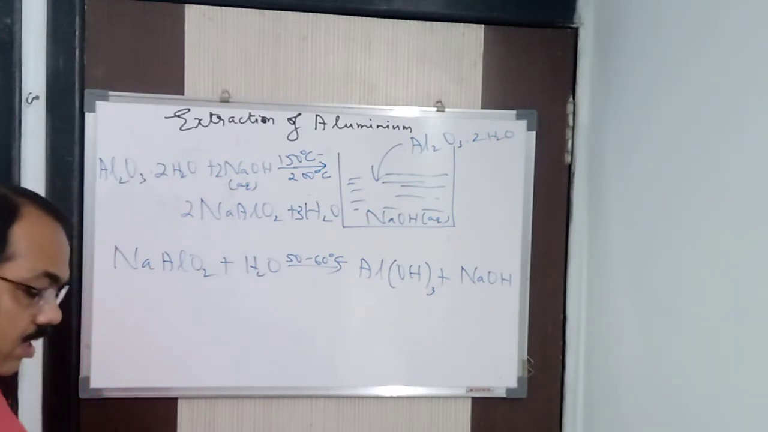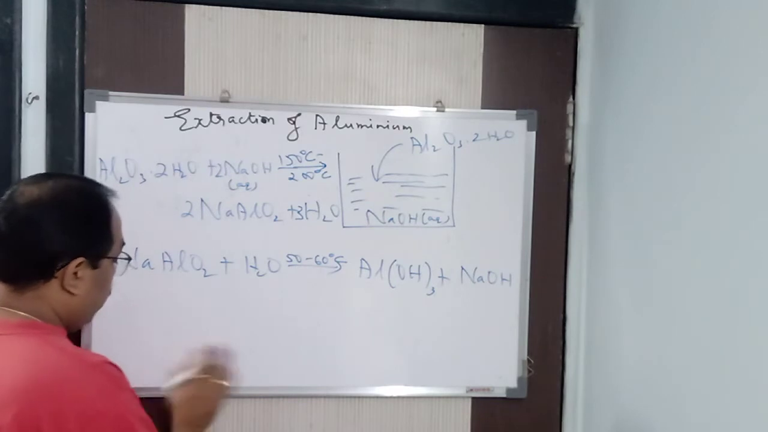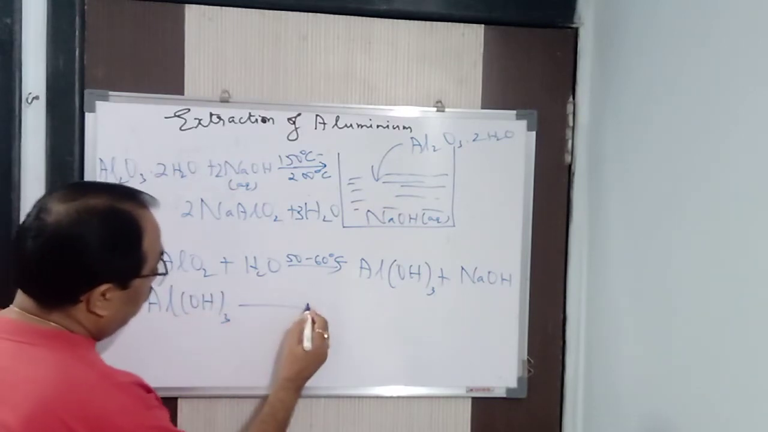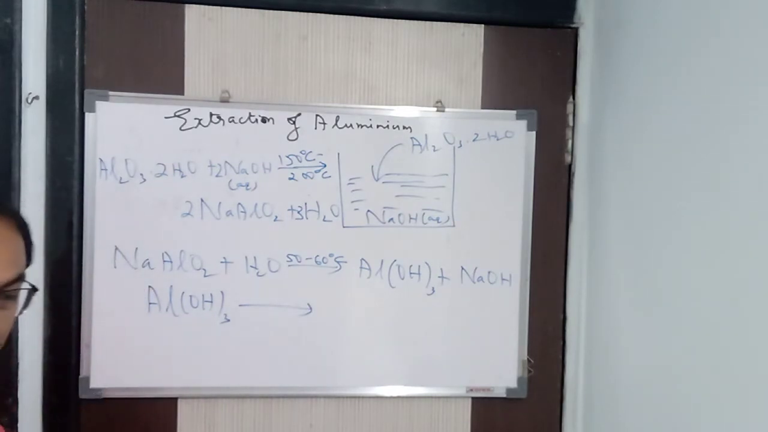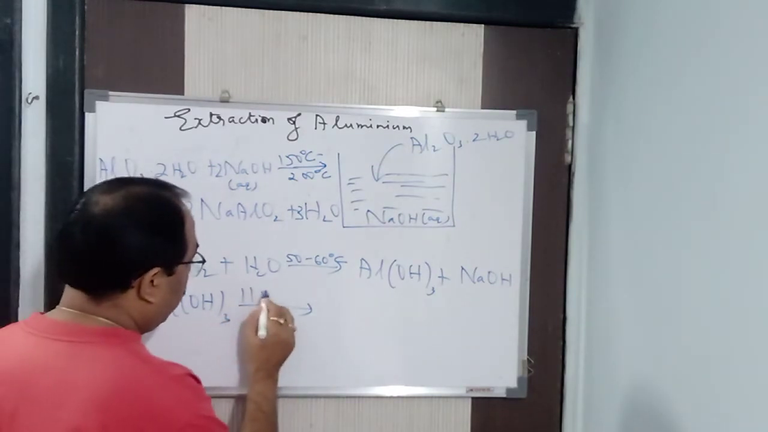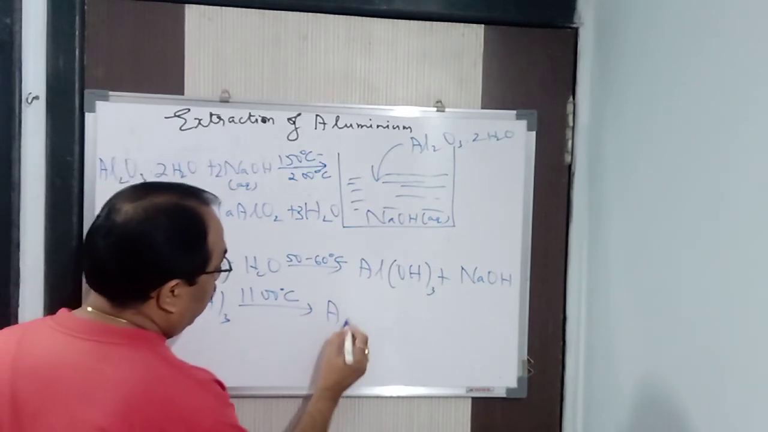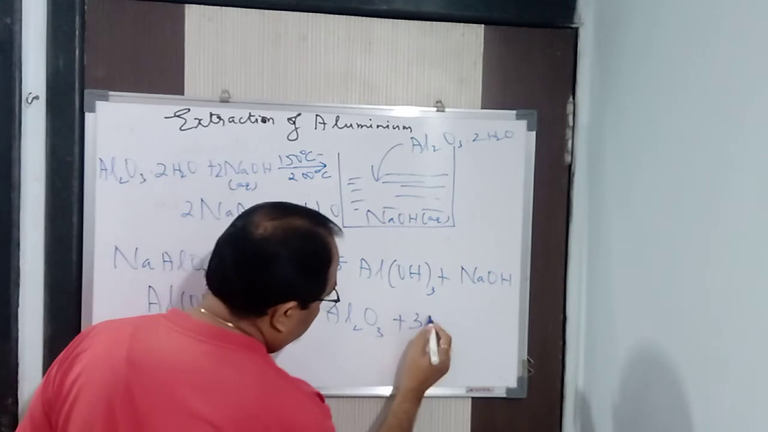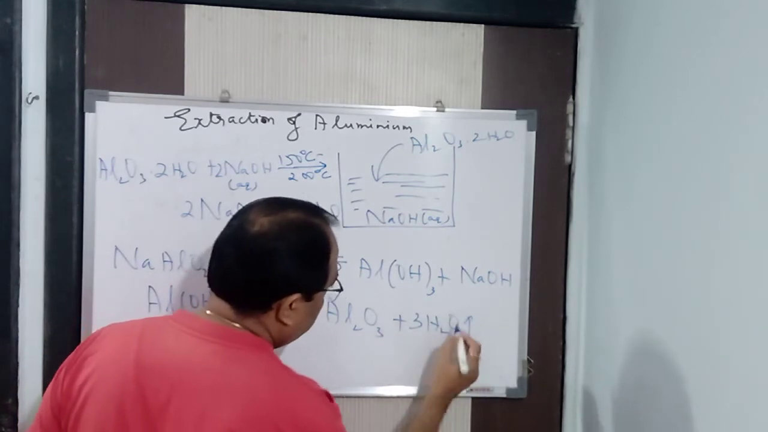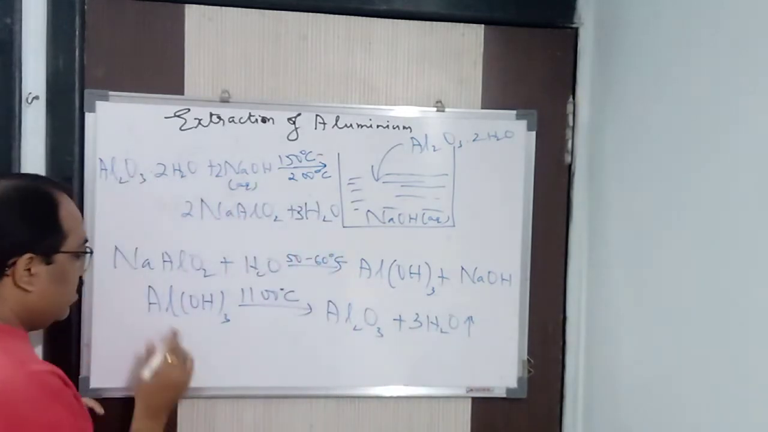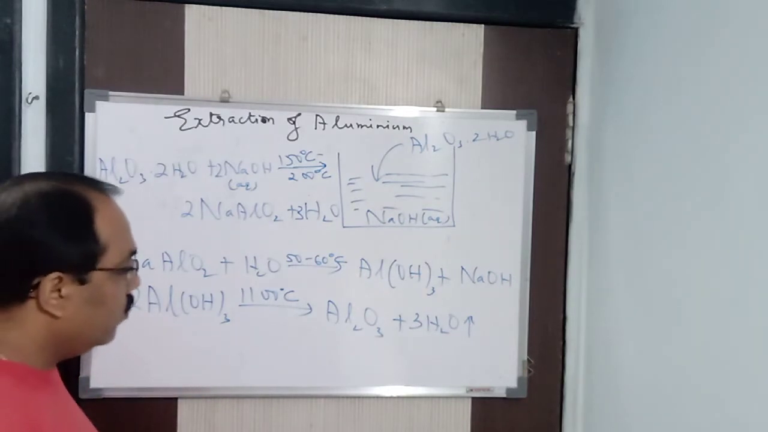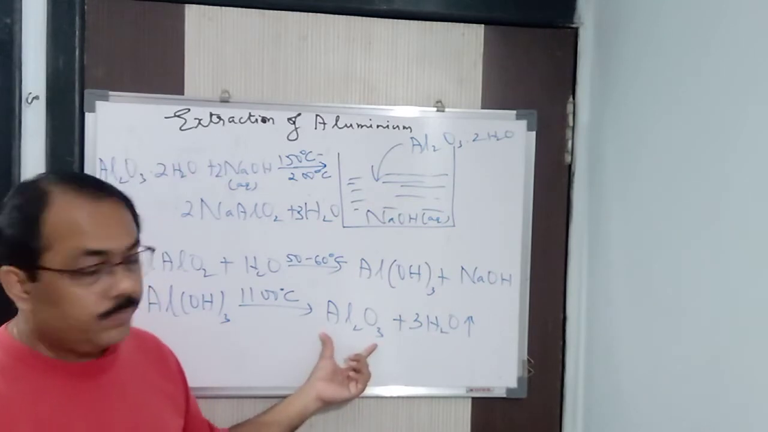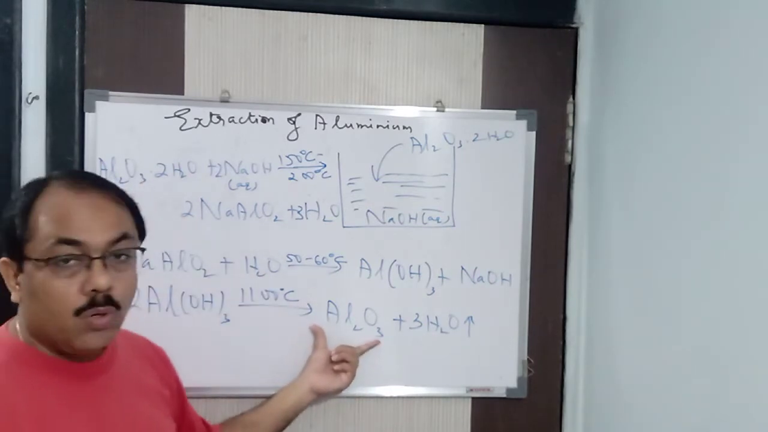Now, this insoluble aluminum hydroxide, we will heat further to a very high temperature, around 1100 degrees Celsius. We will get alumina, Al2O3, and water is released in the form of vapor. So 2Al(OH)3 will give you Al2O3 plus 3H2O. So from bauxite, we are getting the pure alumina.